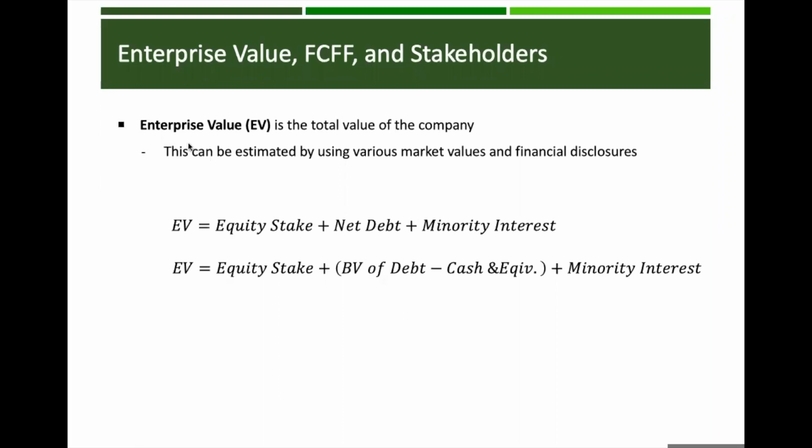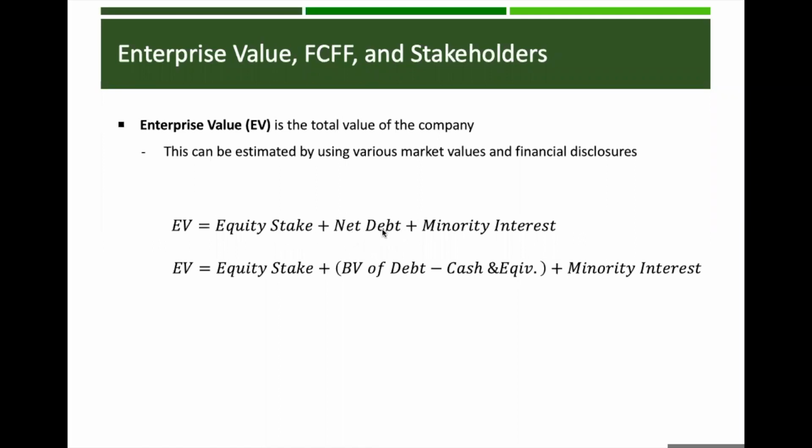So first of all, we have to talk about enterprise value. Enterprise value is the total value of the company. And it can be broken up into 3 distinct parts. The equity shareholders. And if there is preferred equity, you have to incorporate that from the balance sheet data. So I'll amend these slides to reflect that. So equity stakeholders.